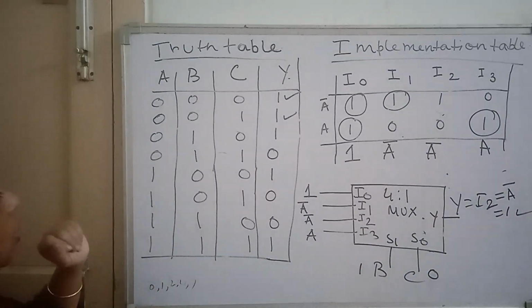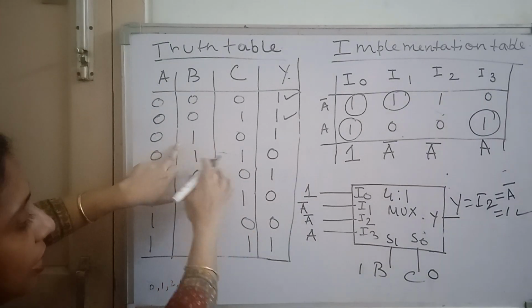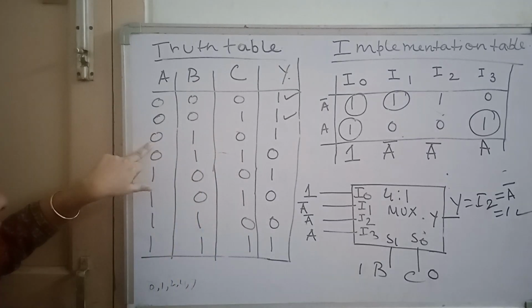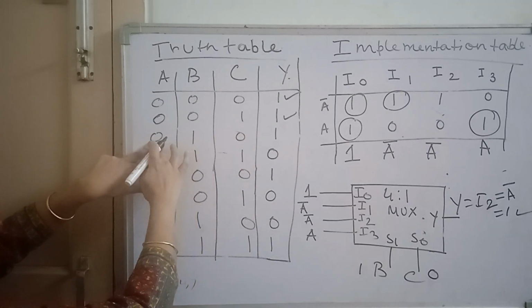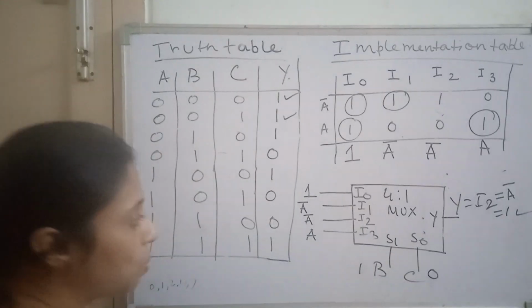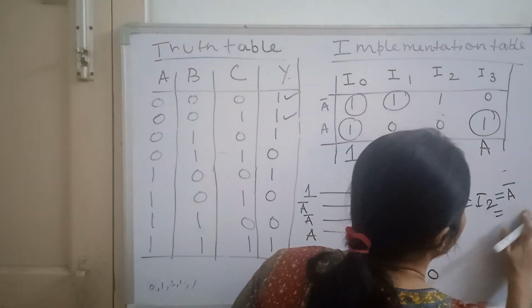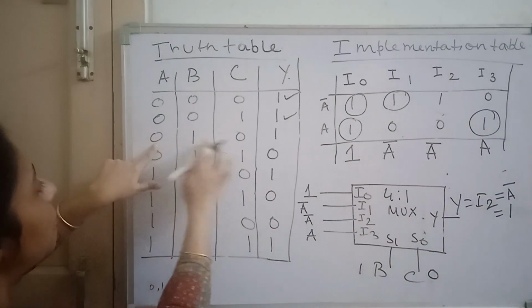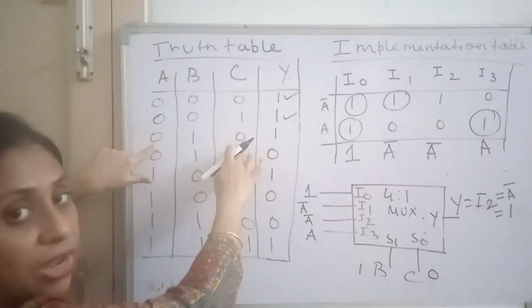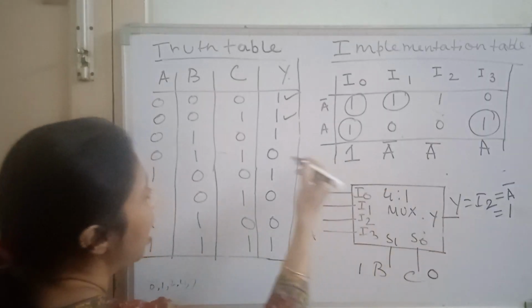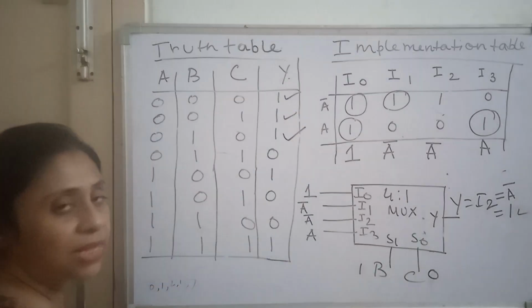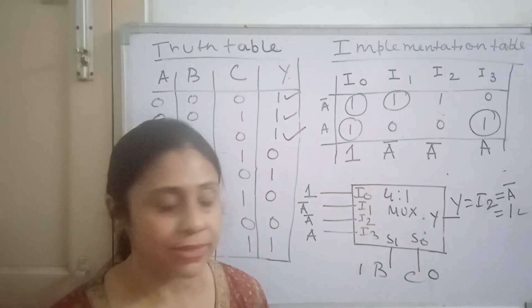Now, what is your A? A is 0 for this combination. So, what is A bar? A bar is 1. So, for the 0, 1, 0 input combination, the output is 1. We have got 1. This input combination is also checked.